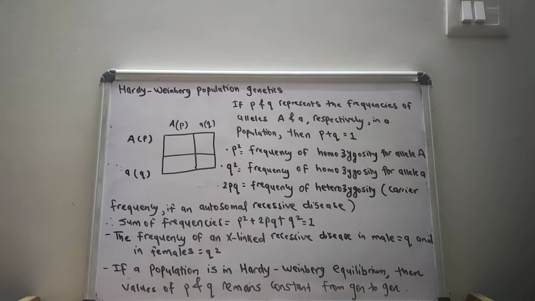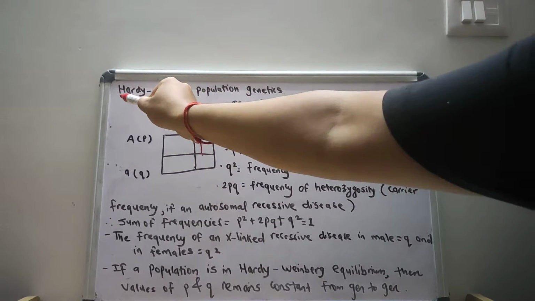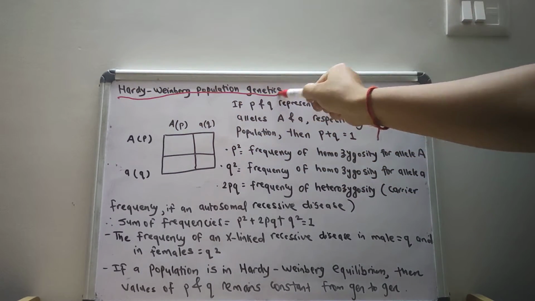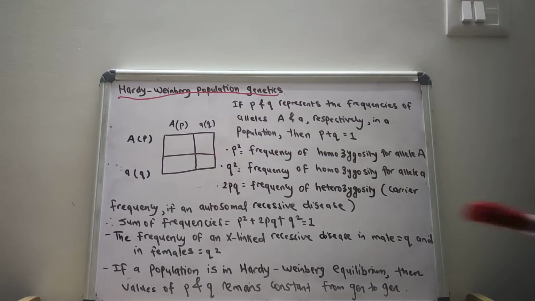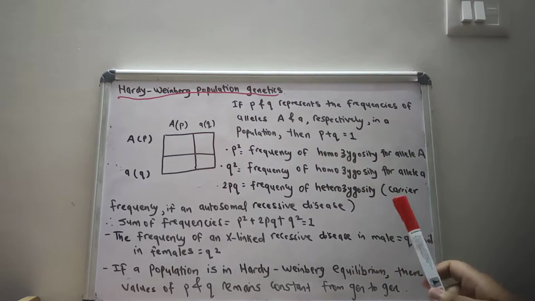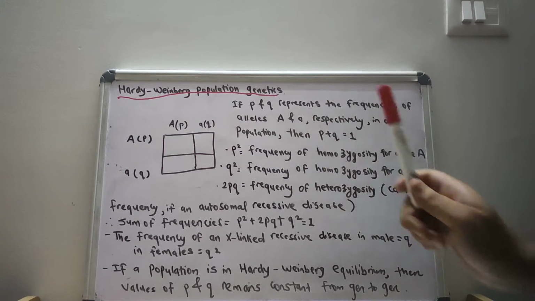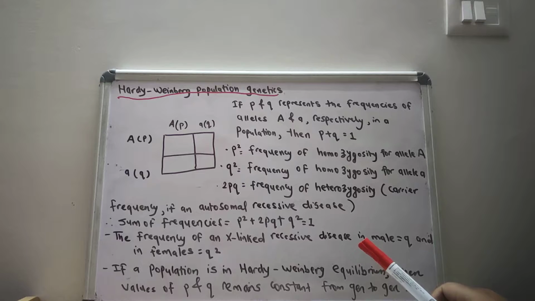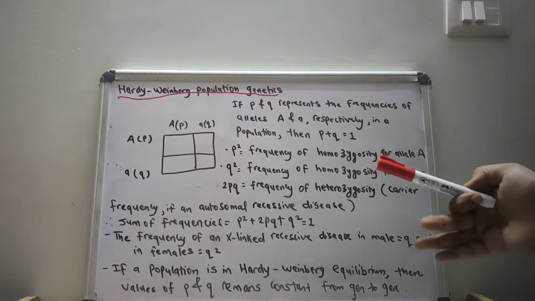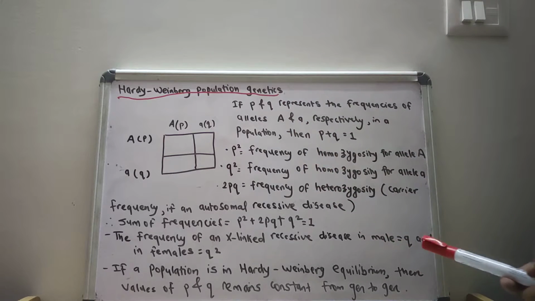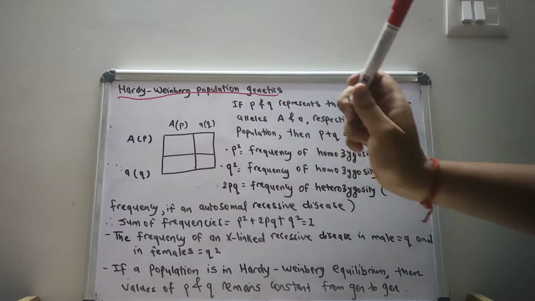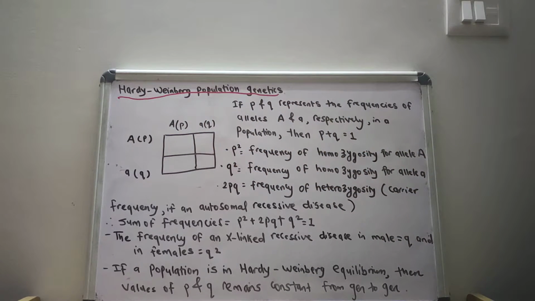Hello everyone, let us discuss another topic in biochemistry genetics, that is Hardy-Weinberg population genetics. Hardy and Weinberg are two different scientists who gave the equation at different times. So by combining those two equations, the name Hardy-Weinberg population genetics comes.